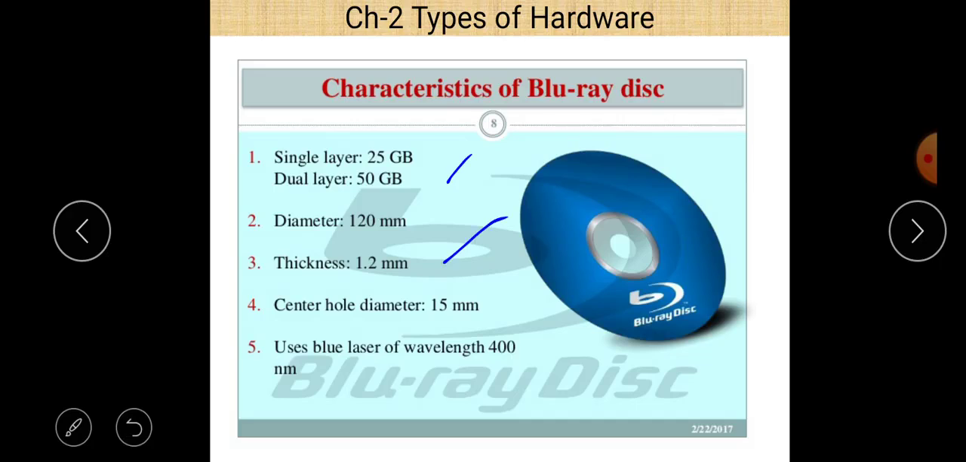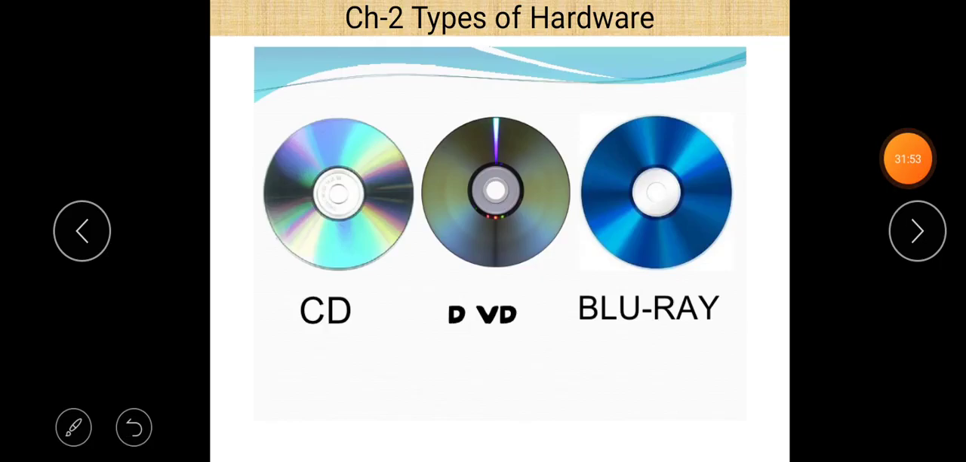So these are the key features or characteristics of a Blu-ray disc, and that is a diagram of Blu-ray disc.